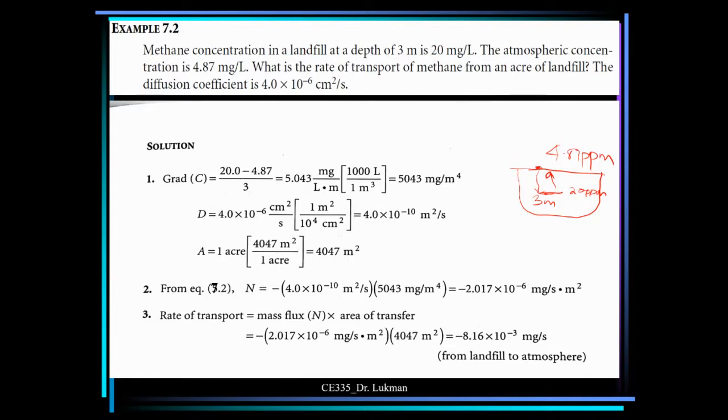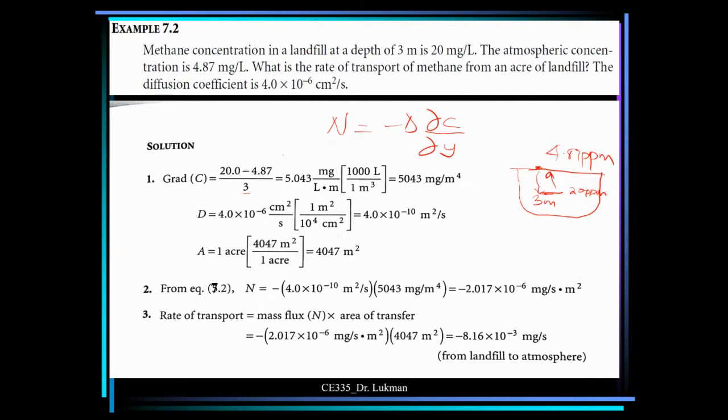Okay, so what is that gradient? And the distance is 3 meters. So we have the flux to be minus D del C by del x, and this is going to be del y, isn't it? That is the distance between the 2 points. Okay, so the change in concentration is from 20 to 4.87, and this is the distance. Okay, so this is the gradient, in milligram per liter per meter.